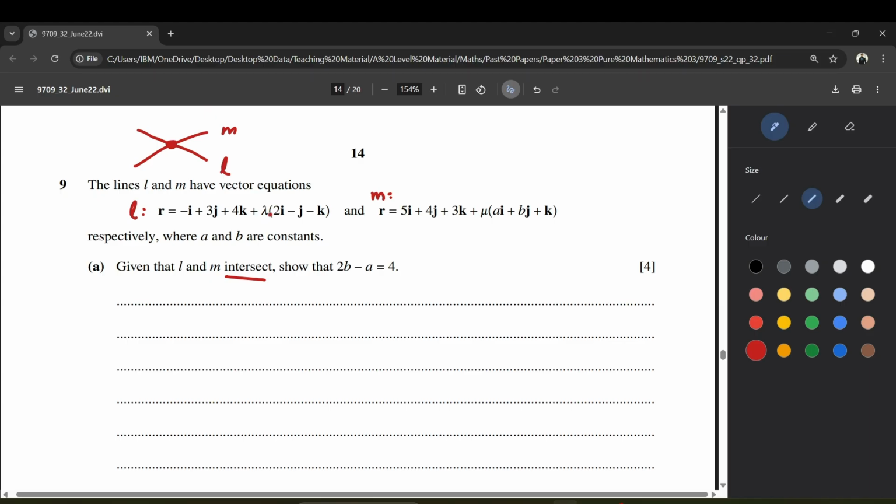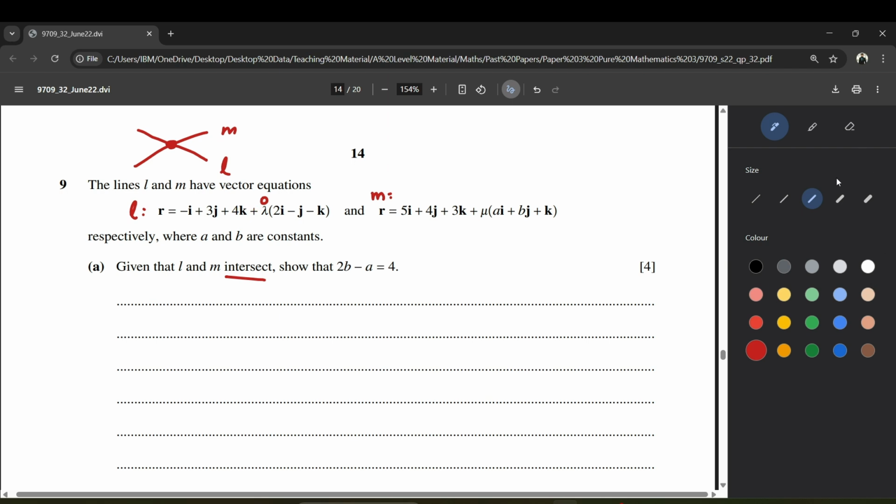So for any value of lambda, let's say lambda is 0, then this term goes out. You'll be left with minus i plus 3j plus 4k. So this will be the position vector of that coordinate for which lambda is equal to 0. Lambda is just like a scalar multiple.